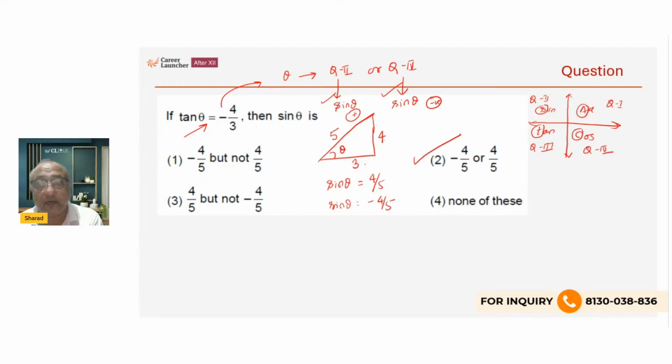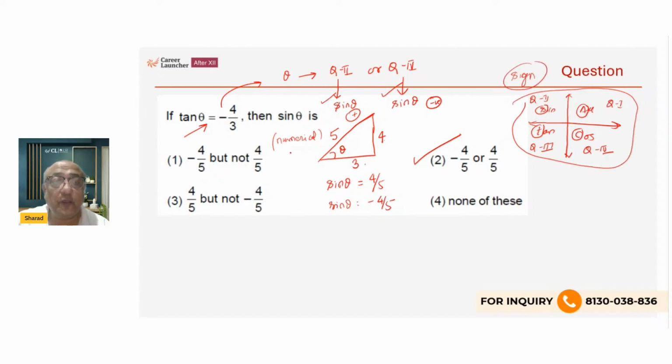I'm sure most of you would have understood this, right? So this is the concept ASTC. I will say it again. ASTC is the concept, and making a triangle for the numerical part. This is the numerical part, and this is about the sign of the trigonometric function. If we know these two, we can always tell the values, right? Sign as well as numerical part.